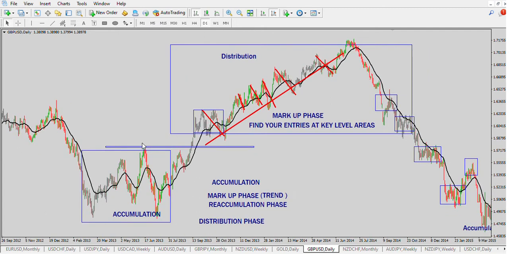Now price accumulated here, broke out from the accumulation, then mark up phase. That is the next thing to do. But inside that mark up phase, there are reaccumulation zones. These are areas where you want to re-enter the market. These are areas where you want to re-enter the trade. That is why they are called reaccumulation zones. Now the last thing that ends the bullish market phase. This is the bullish market phase.